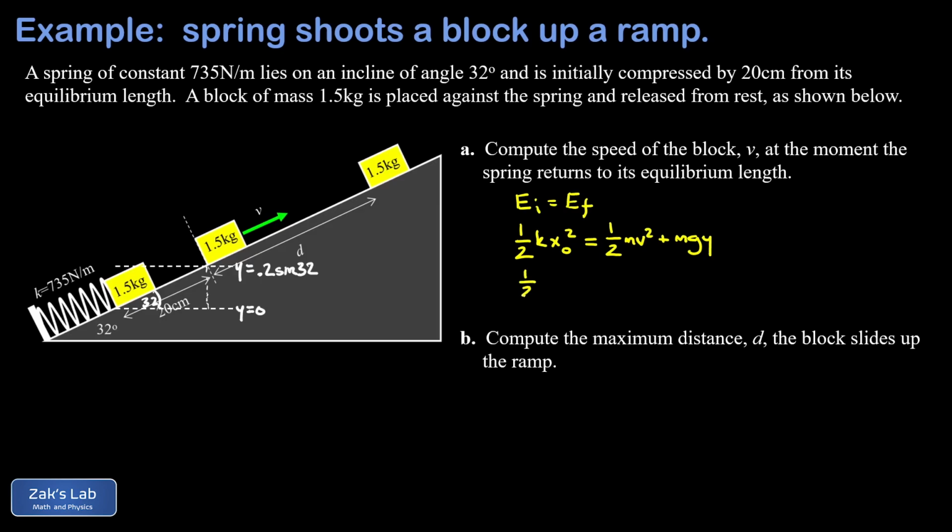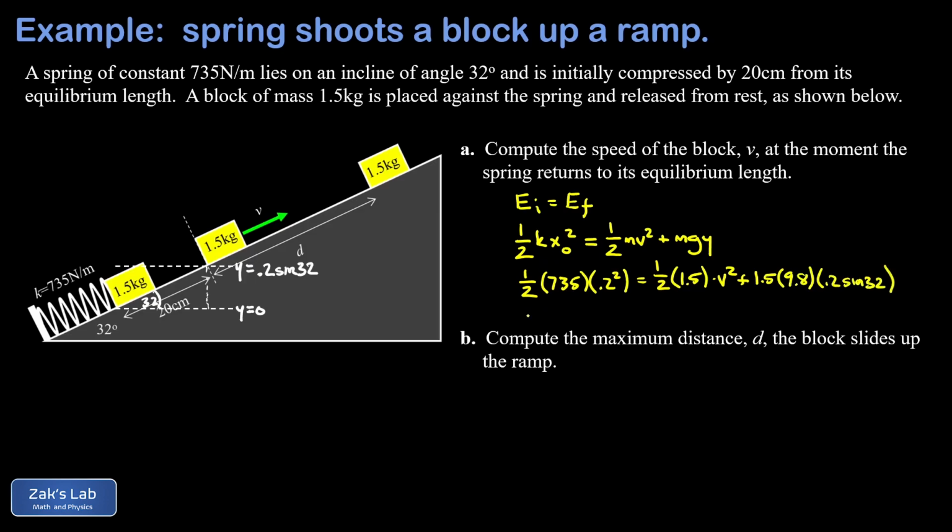So I get 1/2 times k, which was 735. Initial compression distance is 0.2, and I need to square that, so times 0.2 squared. That's equal to 1/2 times the mass of this block, 1.5 kilograms, times the speed of the block squared, that's what we're trying to solve for, plus the mass of the block, 1.5 kilograms, times g, and we'll use 9.8 for that, times y final, which is 0.2 sine 32.